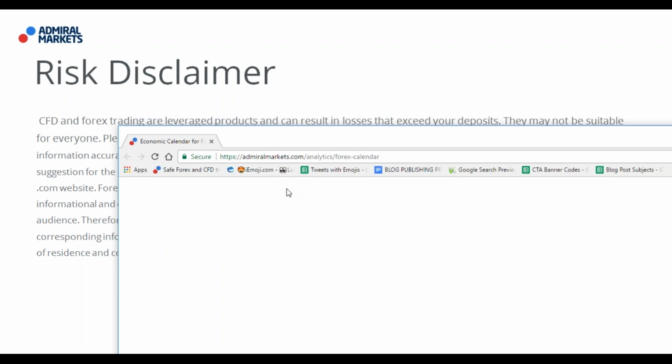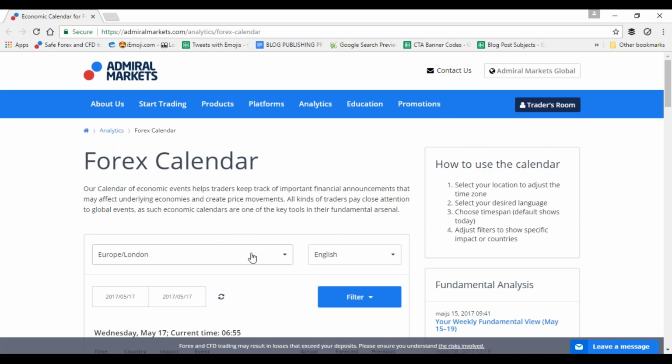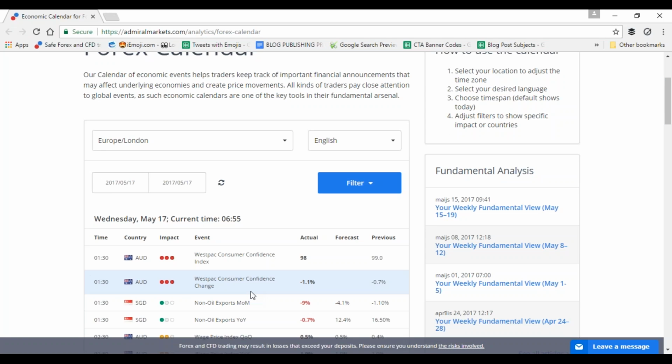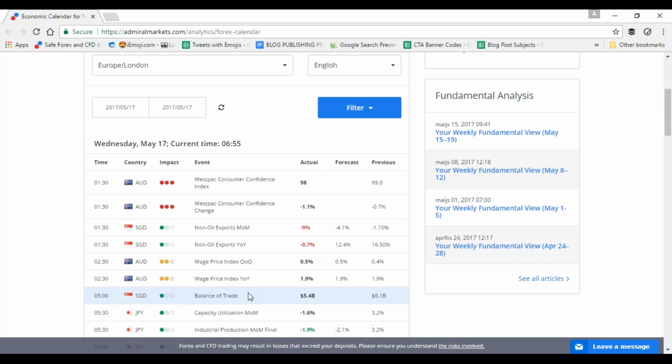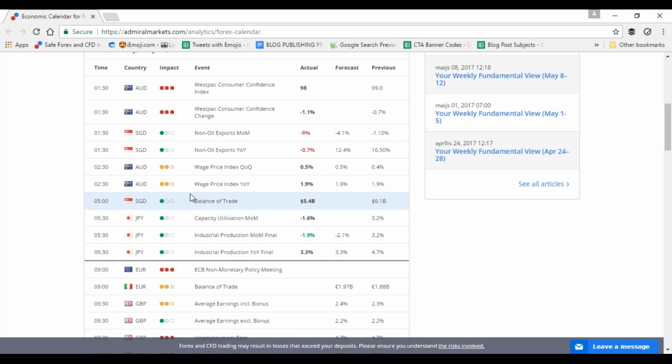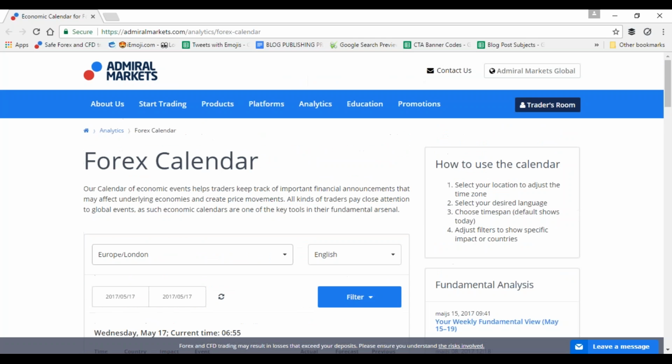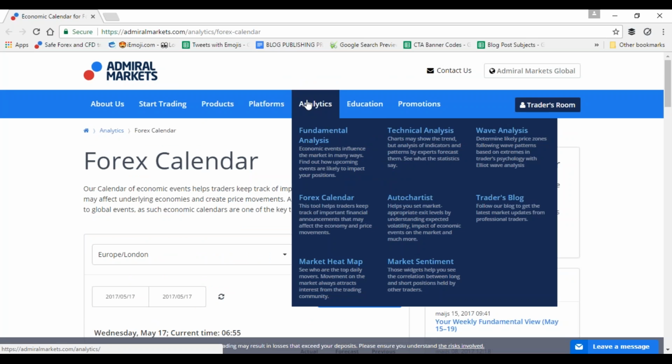As always, when looking at trading, be aware of the economic calendar, which is basically a list of events and news data that is coming along. Also be aware that there could be unscheduled announcements, so you want to be aware of that. You can take a look at the scheduled events by going to Admiral Markets, clicking on Analytics, and then going to the calendar.